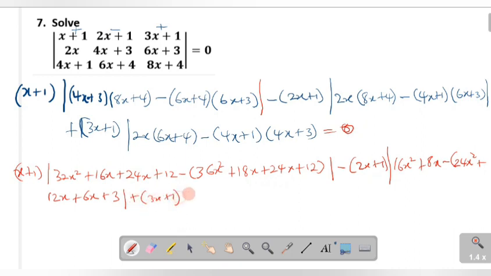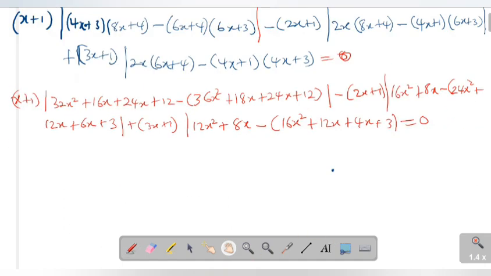Then go to this plus 3x plus 1, then we're going to expand this: 2x times 6x, that's 12x squared, 2x times 4, that's plus 8x, minus, so you have to include this in the bracket because of the minus, so 4x times 4x, that's 16x squared, 4x times 3, that's plus 12x, 1 times 4x, that's plus 4x, and 1 times 3, that's plus 3. So everything is equal to 0.